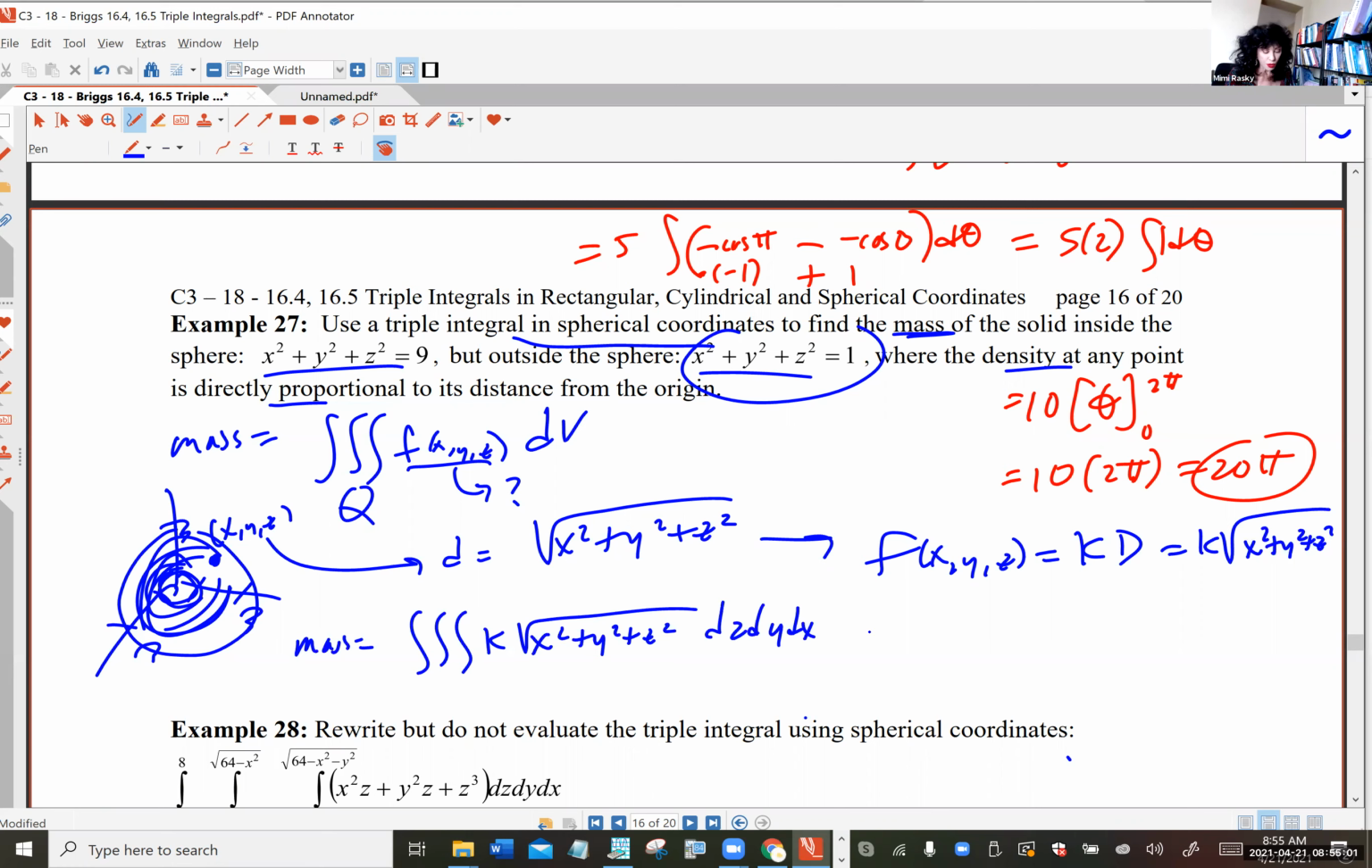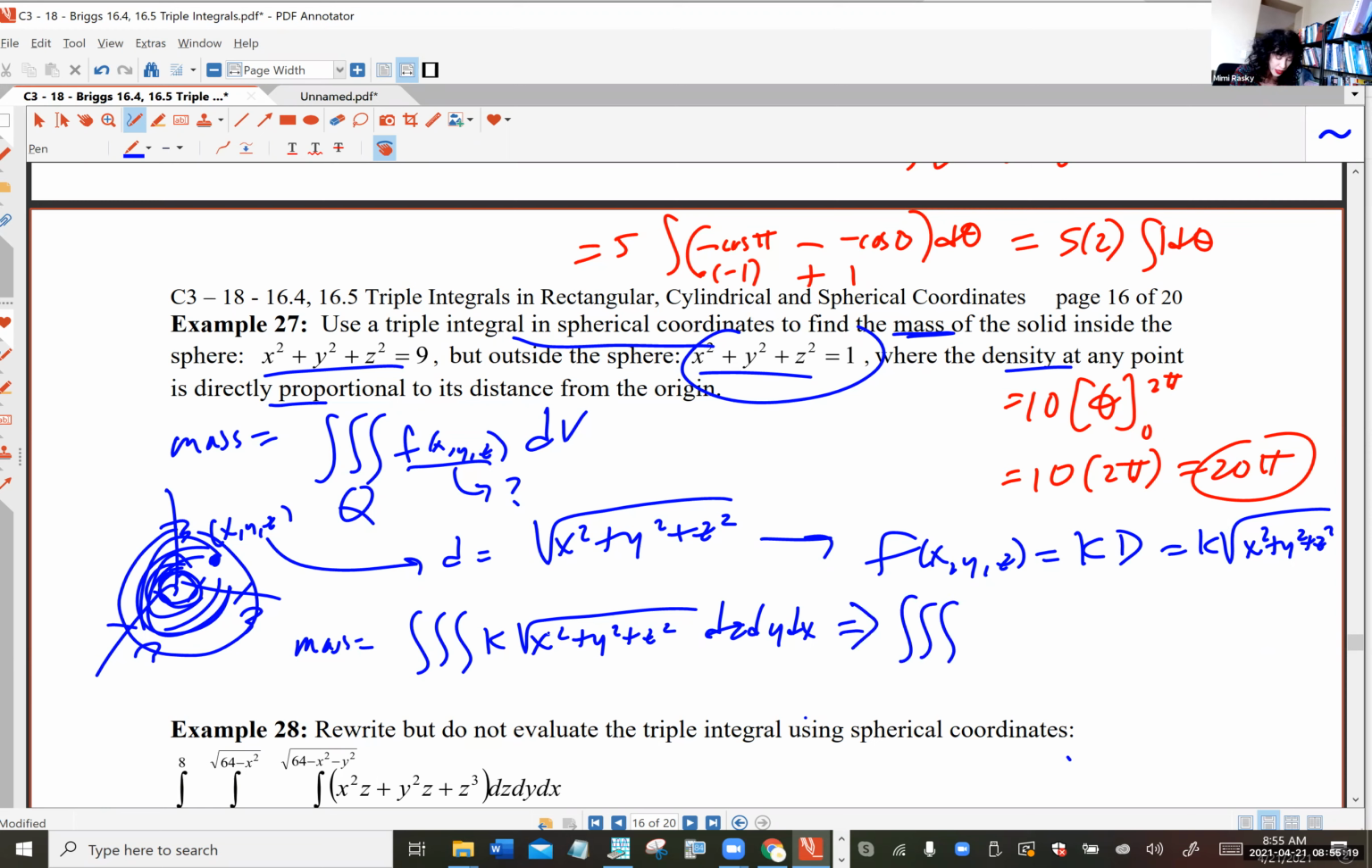It's going to be horrible for this problem since it's got this hollow sphere. So better we not stay in the world of rectangular. I don't even want to try to figure out the limits. We probably have to cut it up into eighths and do pieces. I'm going to convert right now.